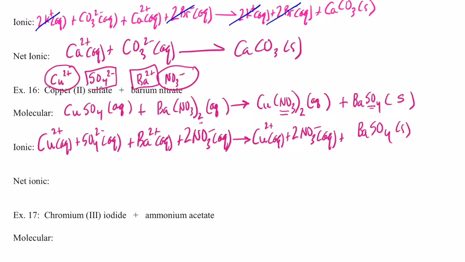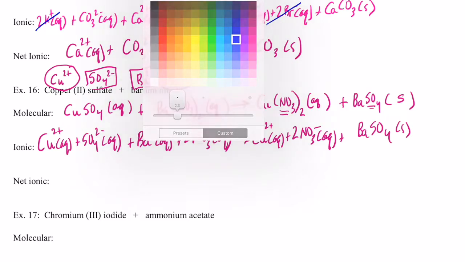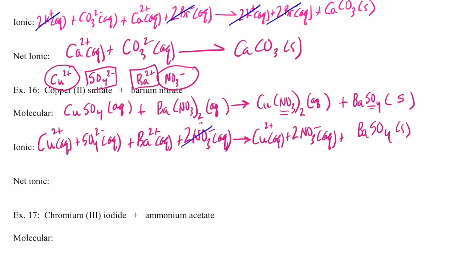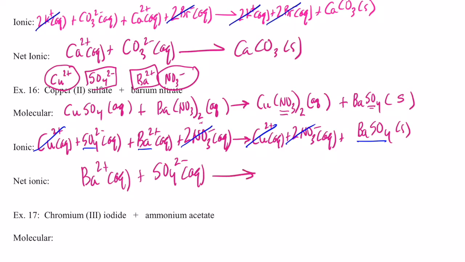So now we can cancel out our spectator ions. So let's start doing that. What do we have? These 2 nitrates are gone. Anything else? Yeah, the copper 2 pluses are gone. So we have Ba2+ and SO4 2- makes BaSO4 that remain. So let's go ahead and write that. Ba2+ (aq) and SO4 2- (aq) react to form BaSO4 solid. And there you have it, your molecular, ionic, and net ionic.